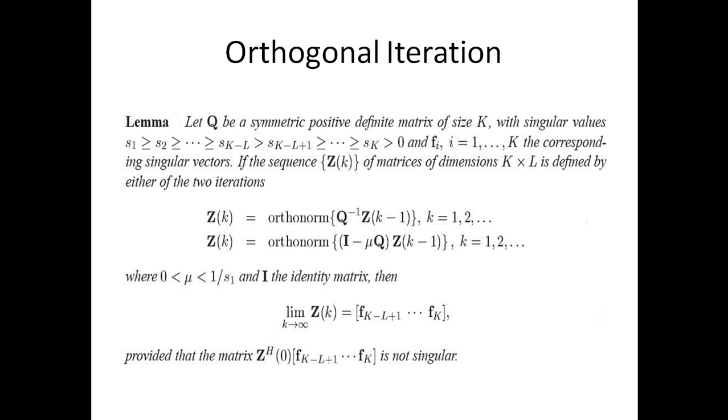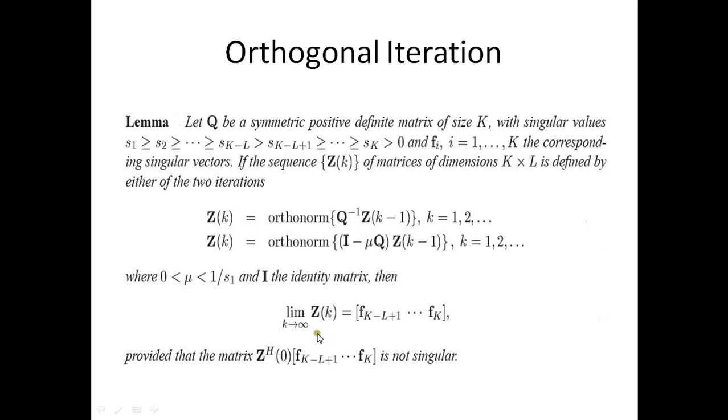If Q is a symmetric positive definite matrix of size k, with singular values S1 to Sk in decreasing order and Fi's being the corresponding singular vectors, and the sequence z of k, where z of k itself is a matrix of dimension k cross l, is defined by either of the two iterations given here: z of k equal to orthonorm of q inverse into z of k minus 1, or z of k equal to orthonorm of I minus mu into q into z of k minus 1, where mu is greater than 0 and less than 1 over s1, and I is the identity matrix.